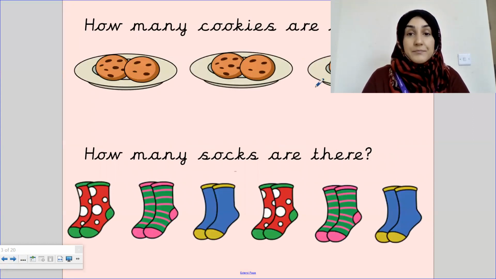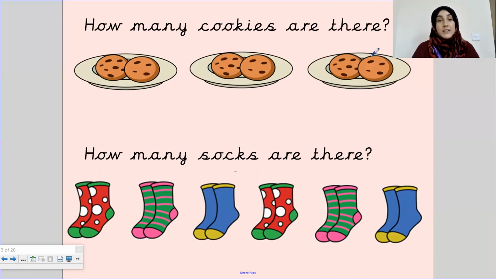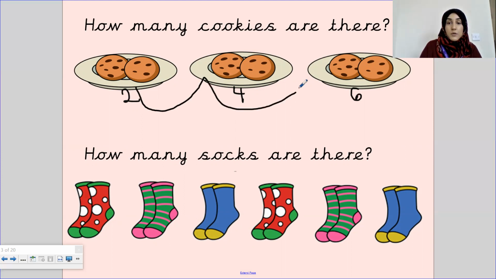So let's begin. Oh, I have to make myself smaller again. Sorry. Okay, it says, how many cookies are there? How many cookies are there, Morris class? Now, I know that there are 2 on each plate, so I'm going to write 2, 4, and 6. So altogether there is 2, 4, 6. There are 6 cookies all together.